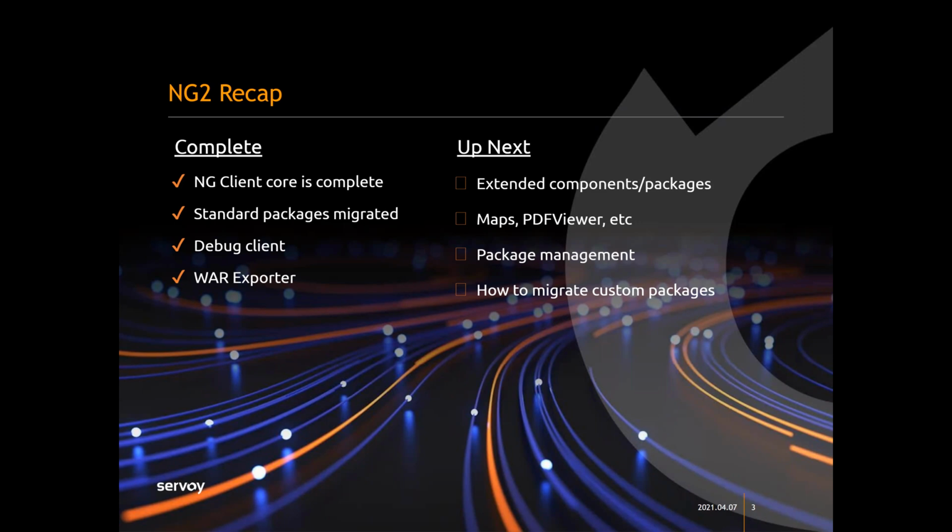The debug client runs in developer. So I showed you how you can flip back and forth between NG1 and NG2. They don't run in parallel side by side. There is only one running client in Servoy Developer, so you have to kill one and switch to the other. But you can test it out pretty easily that way. And we have the war exporter, which can build NG2 artifacts. That is also available via Servoy Cloud if you do automated builds in Servoy Cloud. Testing in Servoy Cloud is not there yet.